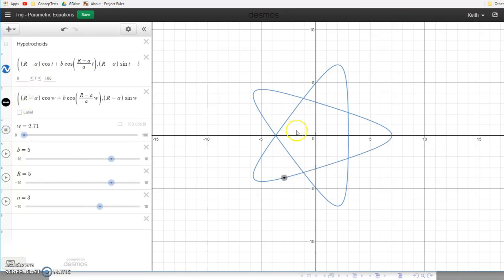That right there is a hypotrochoid. The constants I have picked in advance are 5, 5, and 3. I had to kind of move some of the placeholders around because Desmos is rather finicky with some of the letters you choose. Gets a little upset sometimes. But all the same, this is a hypotrochoid curve.